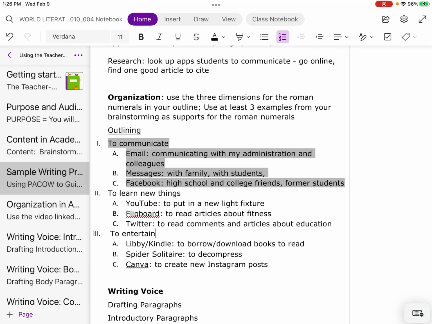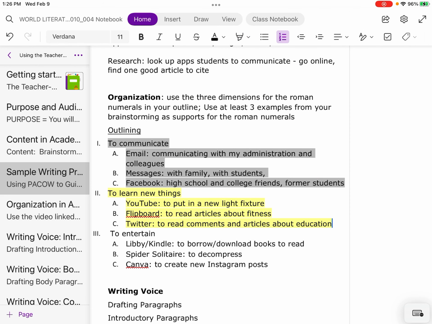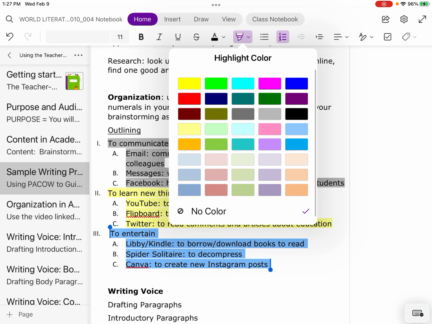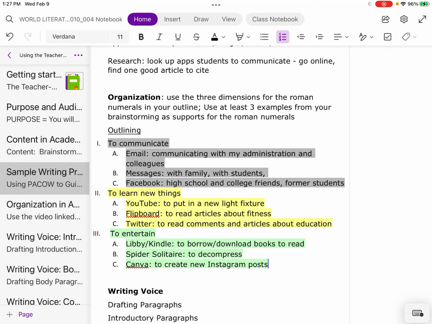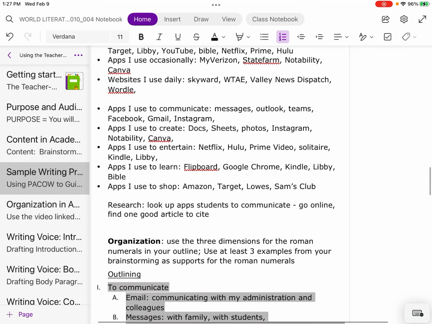Okay? The second one, same thing, to learn new things. That's going to be my second one. Second body paragraph, I give specific examples. YouTube, I used it to learn how to put in a new light fixture in my kitchen. Flipboard is an app that I use all the time to read articles about fitness. Twitter is another example. I read articles about education on Twitter. Okay? And then lastly, to entertain. So that would be my last body paragraph. And again, 3 specific examples, and those are all originally from my brainstorming up here.